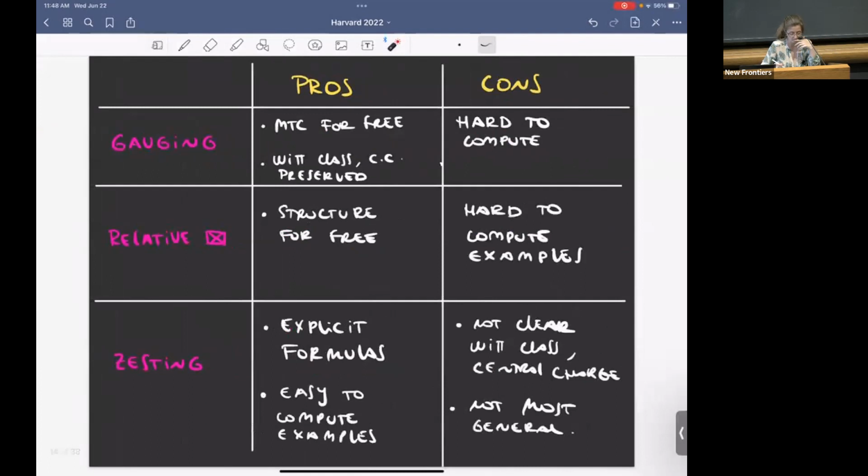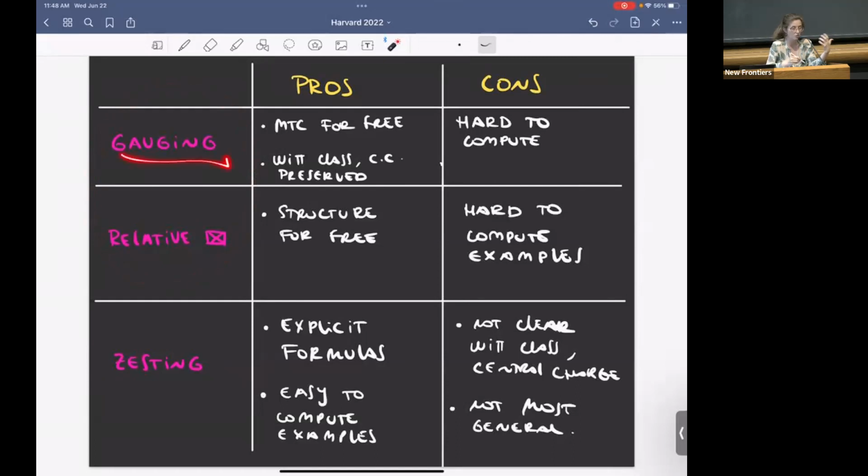There are other interesting constructions that I didn't have time to talk about, for example, the relative tensor product or the condensation. Sometimes Zesting can also be seen as condensation by a diagonal algebra. So what are the pros and cons, or the differences, of these constructions? In gauging and in the relative tensor product or condensation, a lot of the structure comes for free, because you know that things will work.